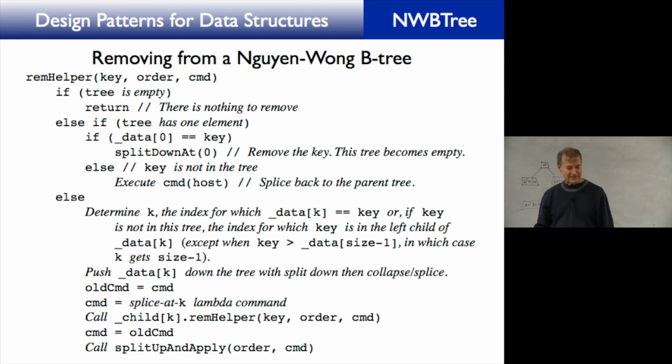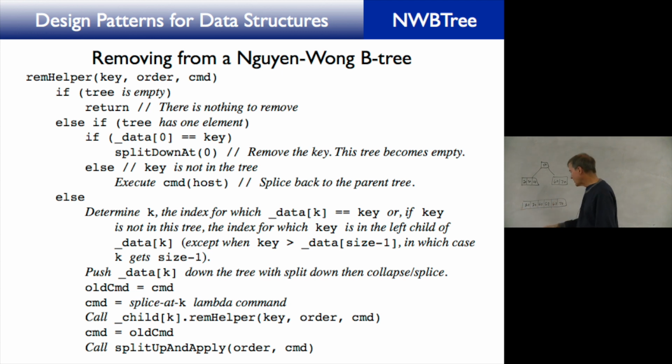All right? So everybody, we'll do some examples here. But now look, else determine what? Does the structure of this coding idiom look familiar? Else determine k, the index, and so on, push data k down the tree, command gets splice at k, call child sub k, remove helper, command gets command call. That's just almost identical to what we did before.